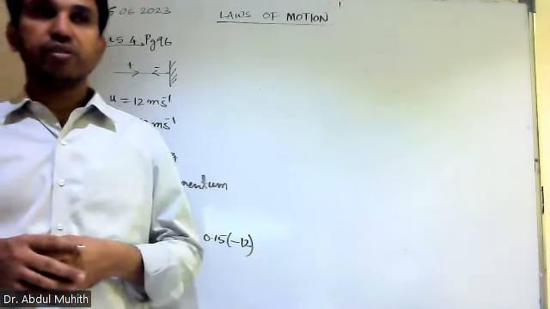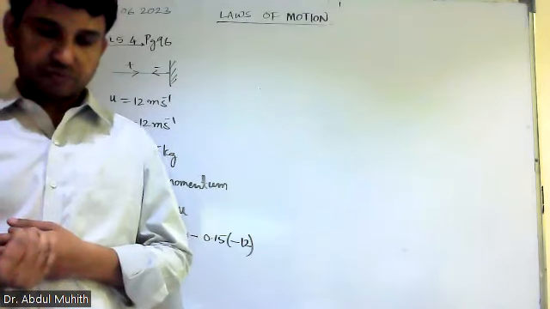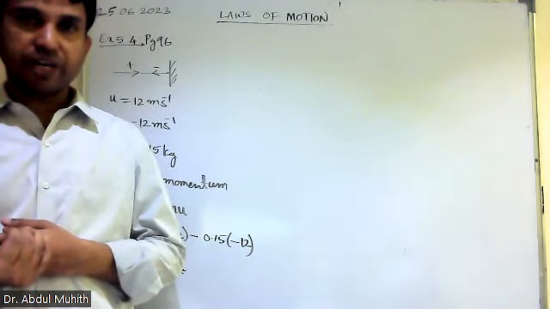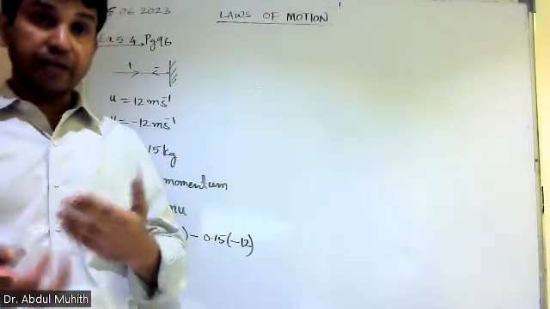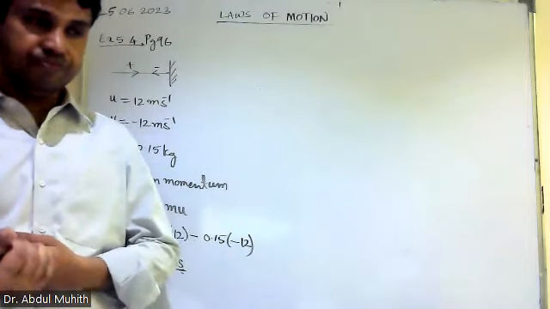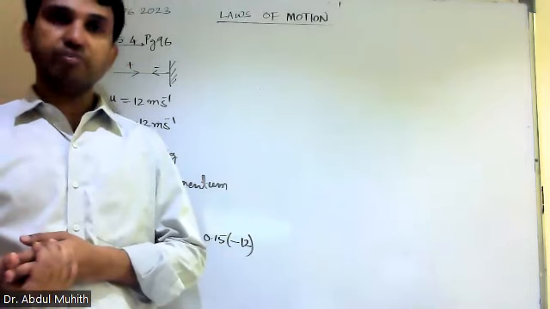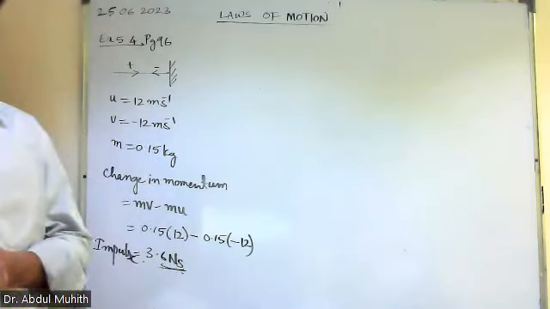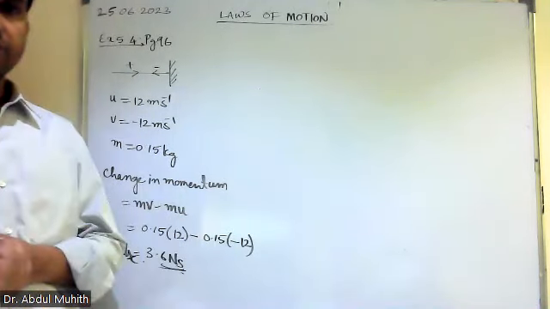Then what is Newton's second law of motion? Rate of change of momentum is directly proportional to applied force. Very good. The rate of change of momentum is directly proportional to the applied force and acts in the direction of the resultant force. So we have the formula F equals ma from there. Now, what is impulse? Effect of force for a short duration of time is said to be impulse.